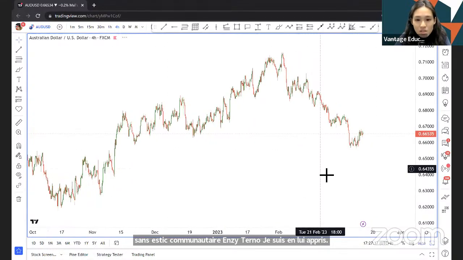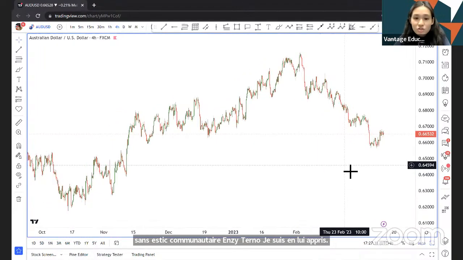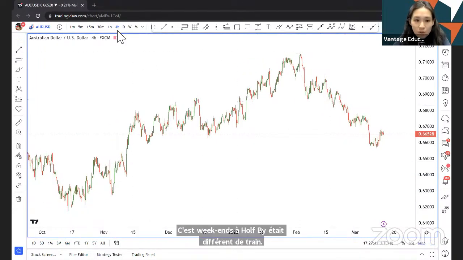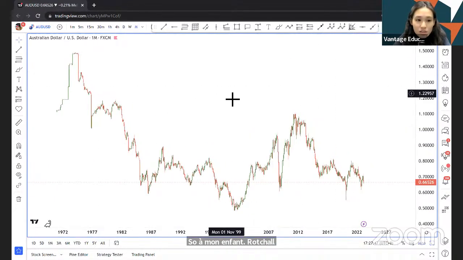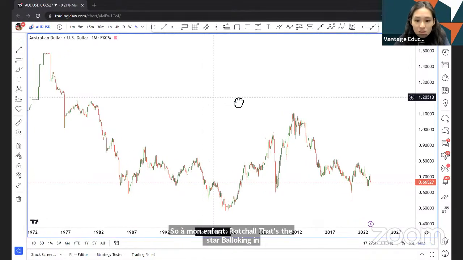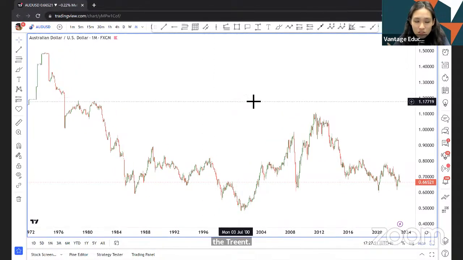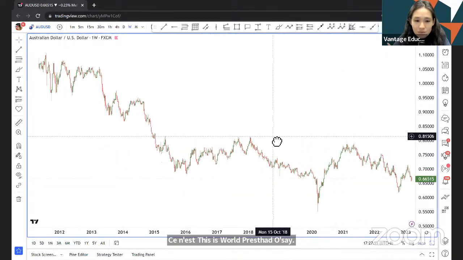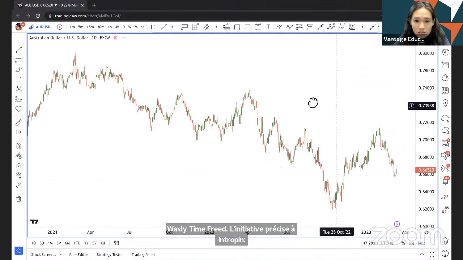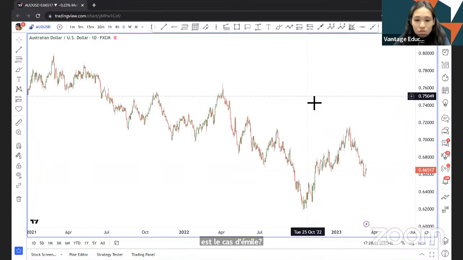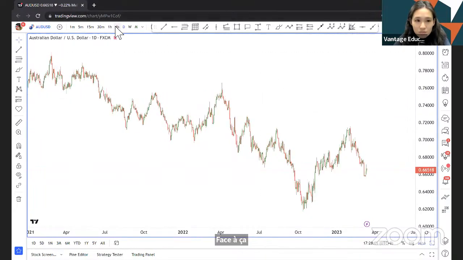We're going to start off by identifying the trend. I'm on a 4-hour chart. Let's start by looking at the trends. On a monthly time frame, this is what our price chart looks like. On the weekly time frame, we can see prices have been dropping. If we look at daily, prices are kind of trending over here.